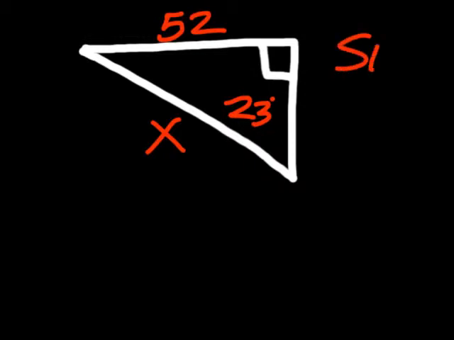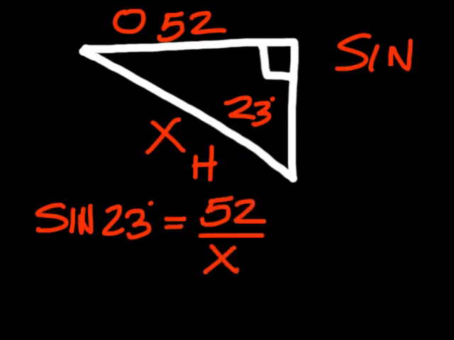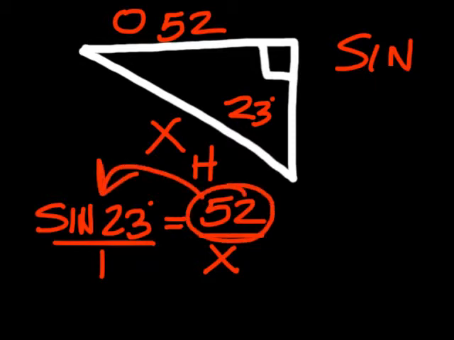Example number 2. In this case, we have 23 degrees. We know 52, but we don't know x. What function am I going to use? We're going to use sine because this is opposite and this is hypotenuse. But in this case, we don't know the hypotenuse. Sine of 23 degrees equals opposite 52 over x, which is the hypotenuse. Whenever you don't know the hypotenuse, that's when you end up dividing this by this, because when you cross multiply, that's how it works out.